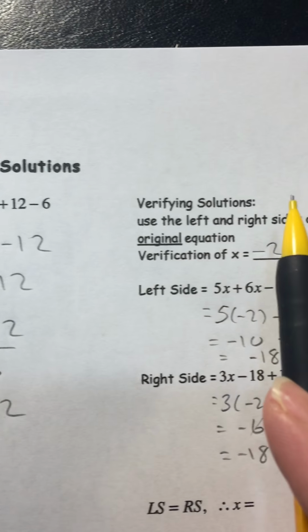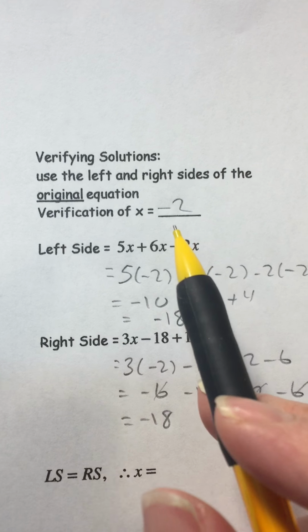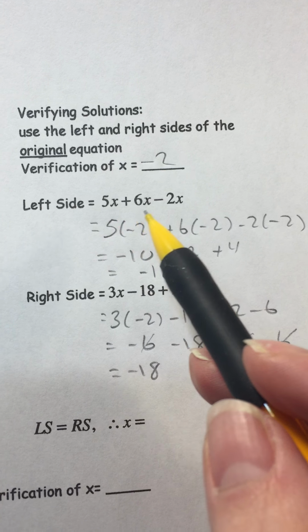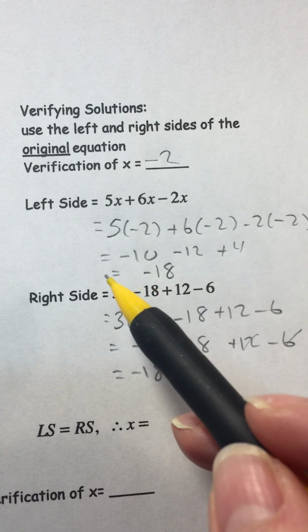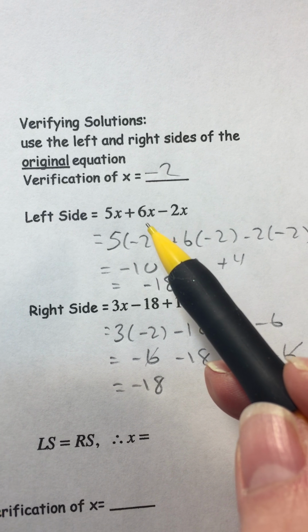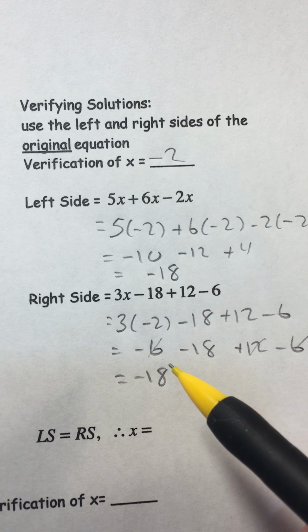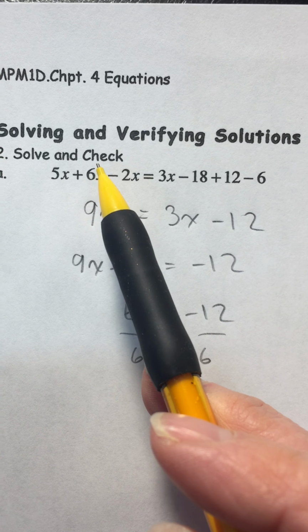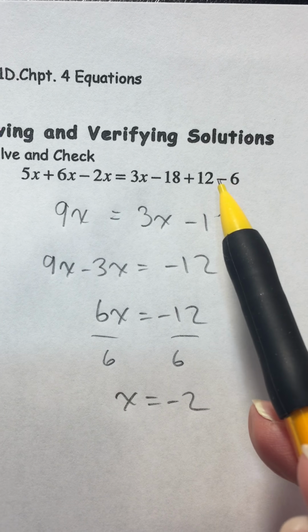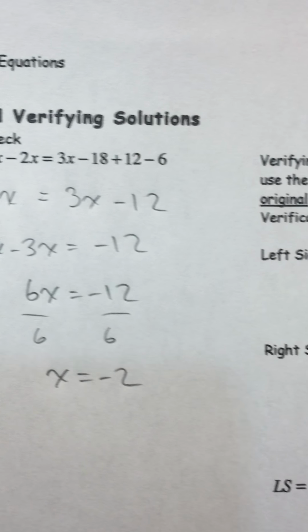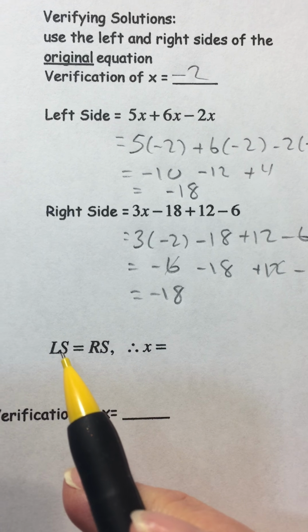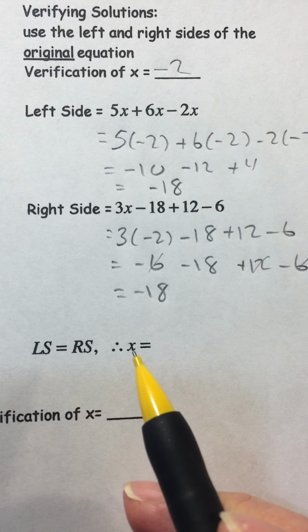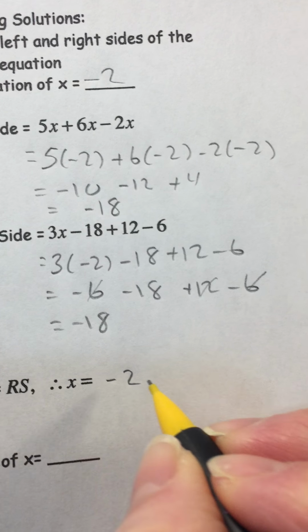But the formal way to do it is to use left side, right side proof, and to write down the left side separately from the right side and see that the two sides match. So this is basically plugging in and saying that, yes, when I plug in here, I get -18, and when I plug in there, I also get -18. So we're good. Left side is equal to the right side, and therefore x indeed equals -2.